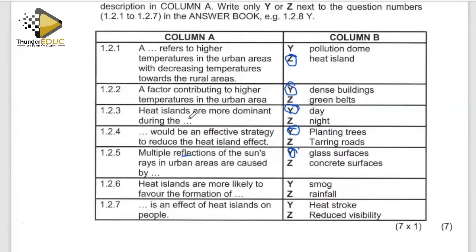Right, moving on to the next question. Heat islands are more likely to favor the formation of rainfall. I will need to explain on that one. How does rainfall form because of heat islands? We are saying in the urban area, we experience a situation of heat islands. Let's assume this is our urban area. These are our buildings in the urban area. And this is a surrounding countryside, a rural area.